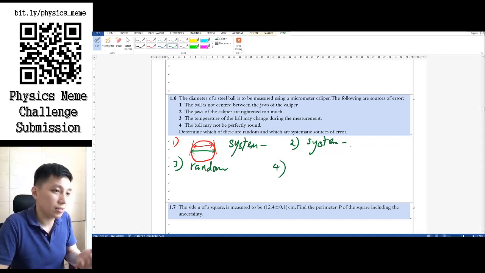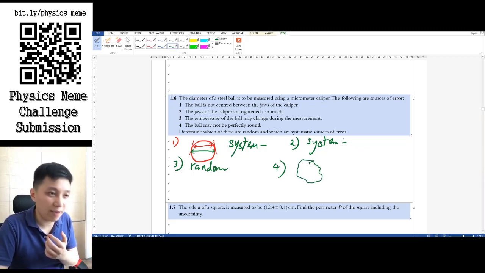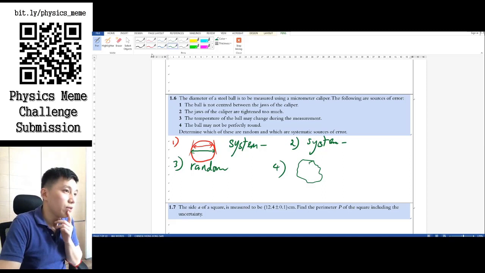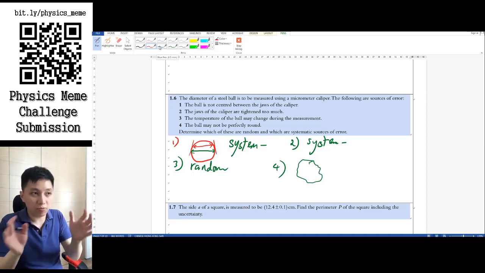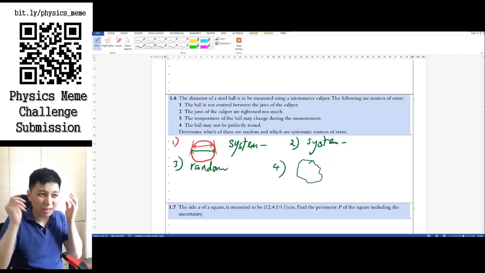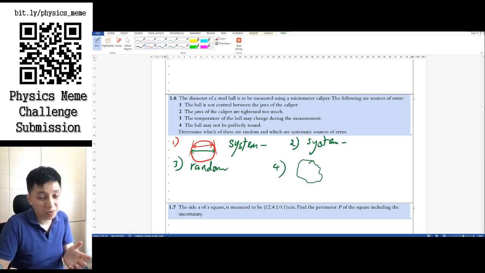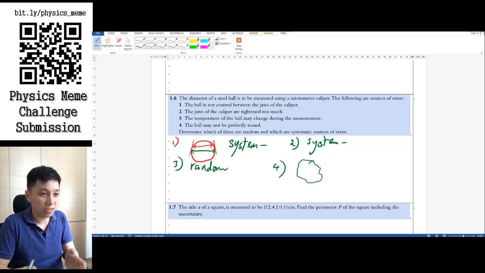For number 4, it said the ball may not be perfectly round. So I guess how it may look will be something like, okay, again, very exaggerated. In this case, it's a bit different from number 1 because number 1 is assuming this is a really perfect sphere. But for this one, this is not even a sphere, right? Then there is no clear definition of diameter in this case.